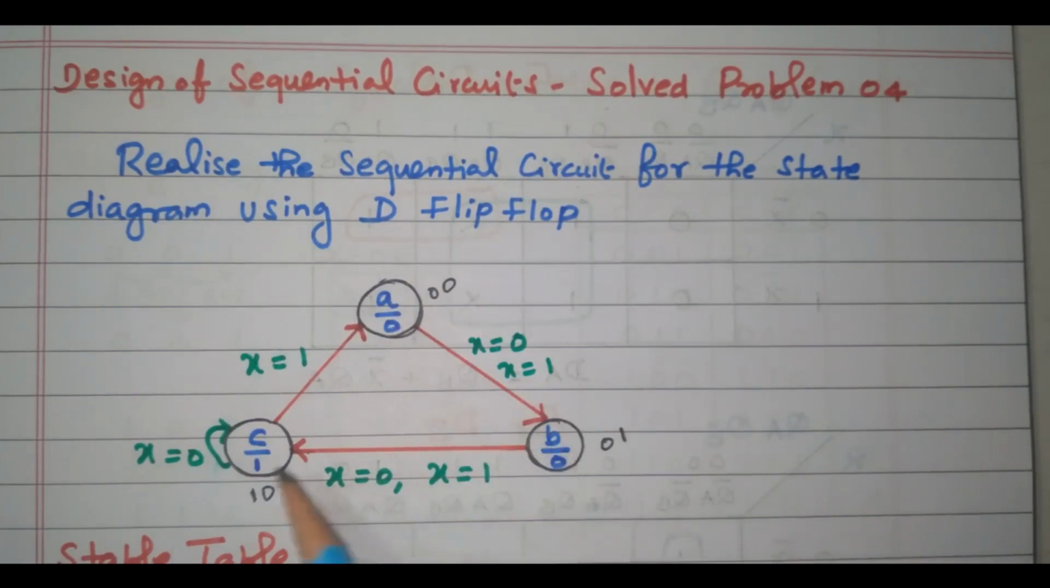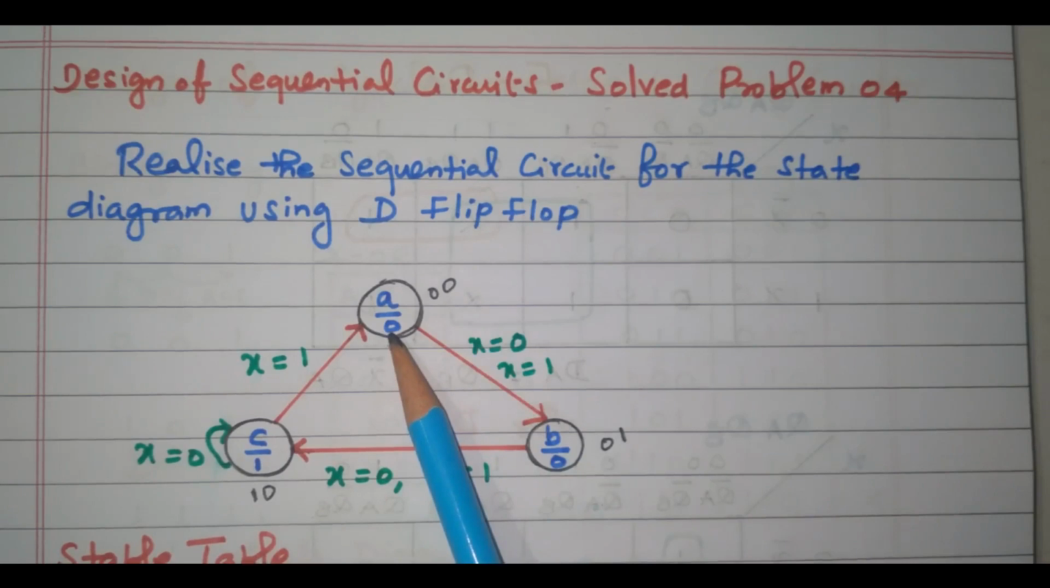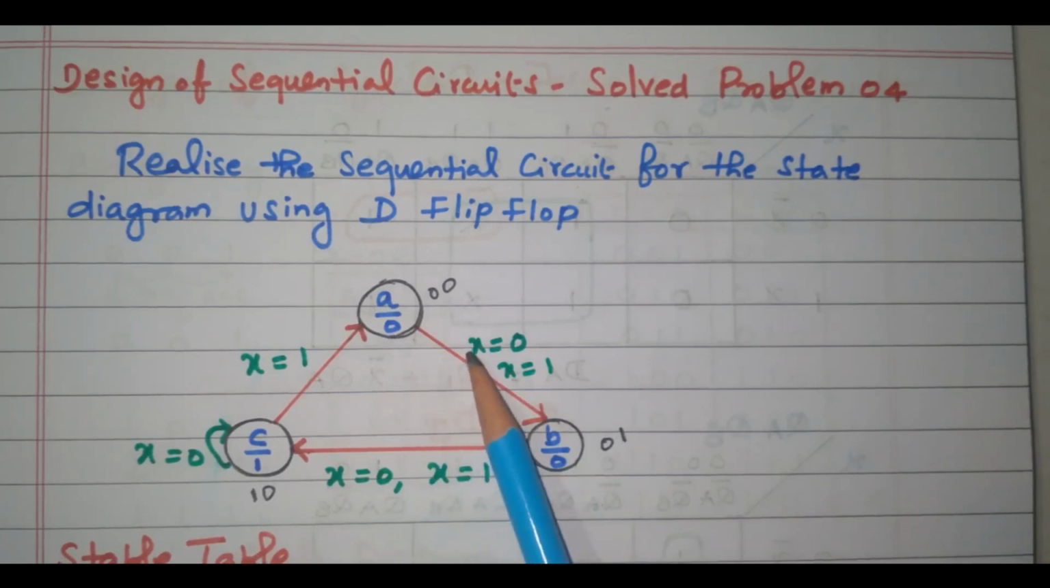So there are 3 states available, A, B, C, that is 0, 0, 0, 1, 1, 0. This number indicates the output. This x is nothing but the input, for input x equal to 0, x equal to 1. The number available inside the circle is the output. This green color number is nothing but the input.